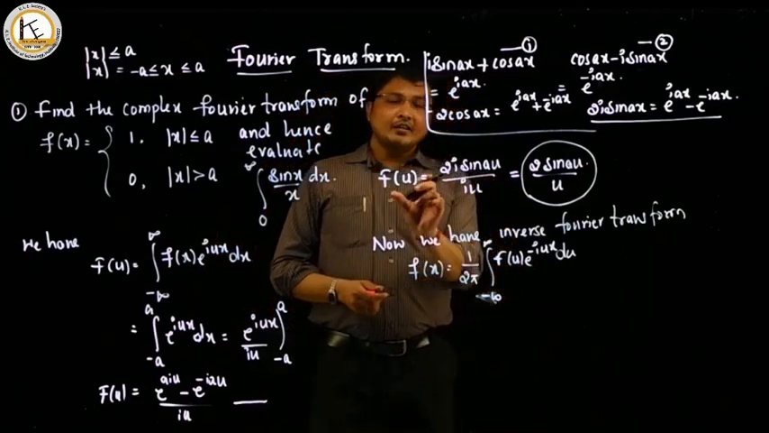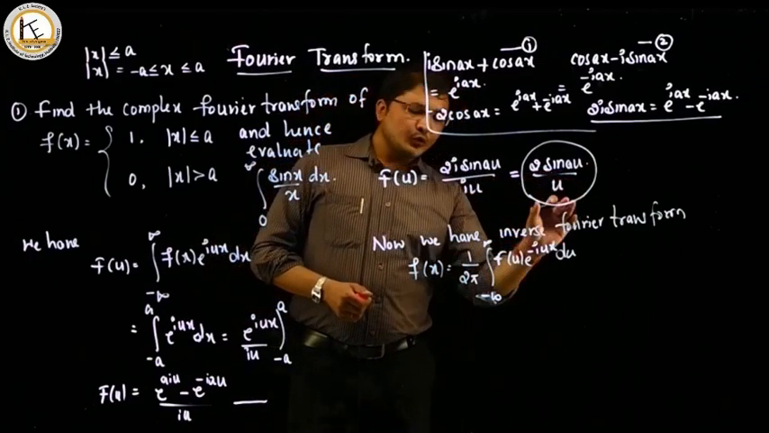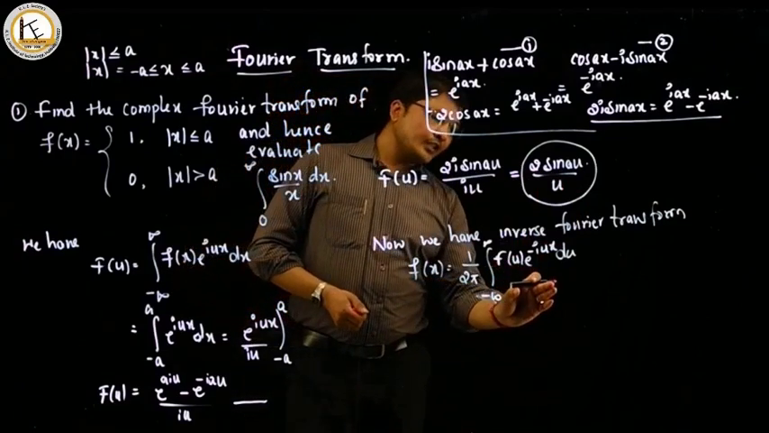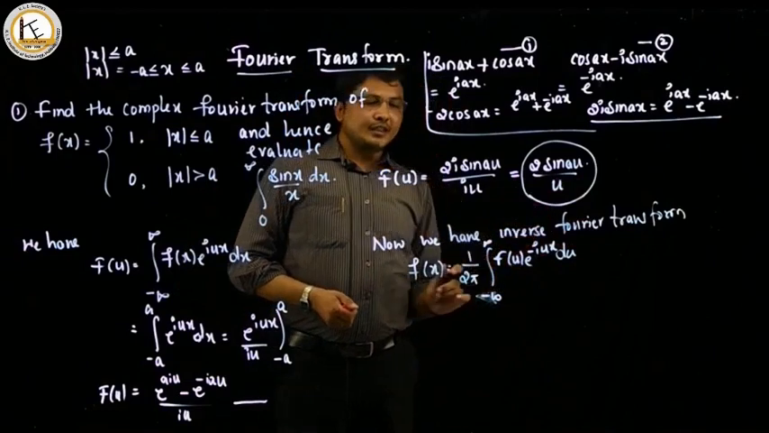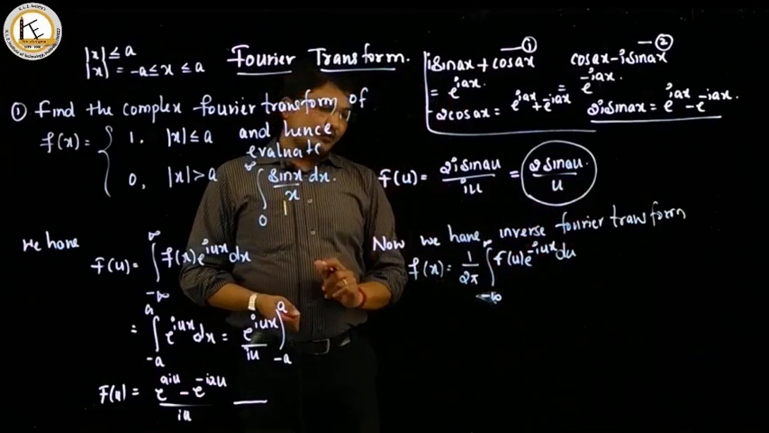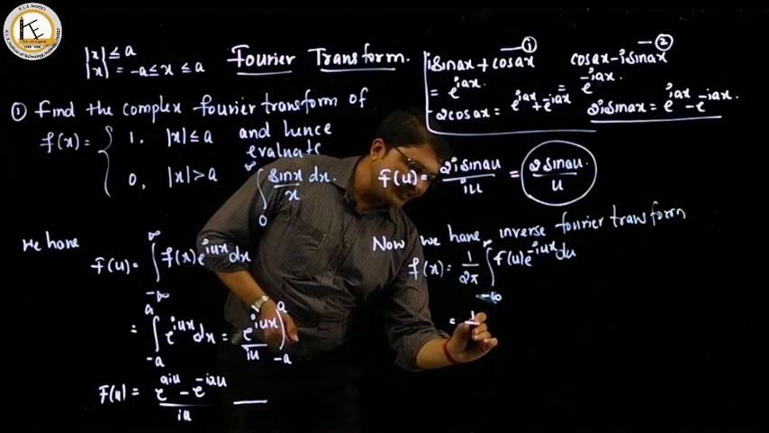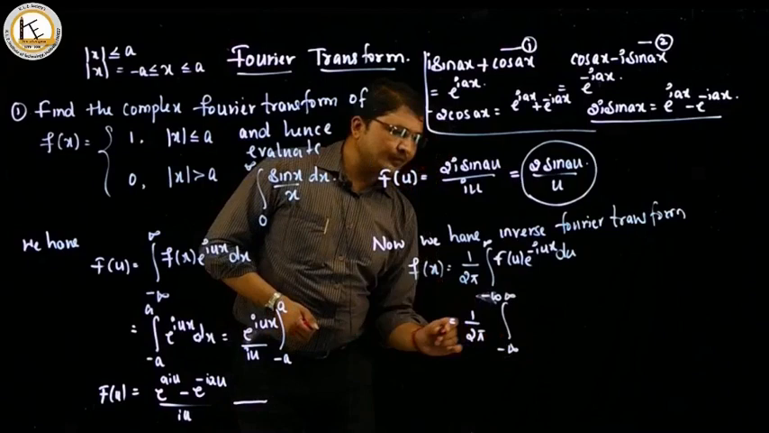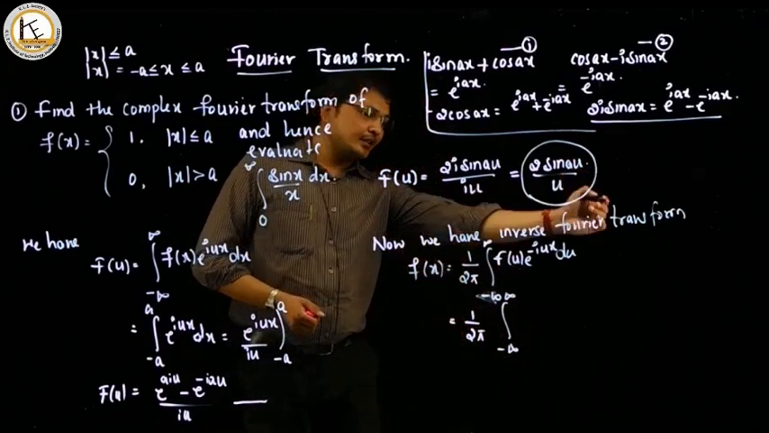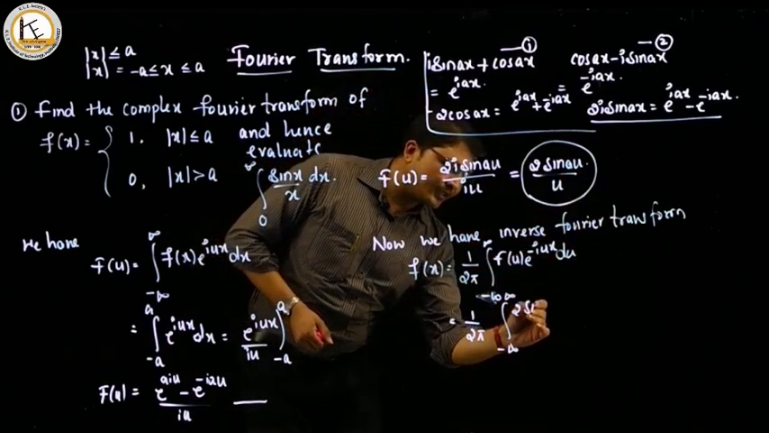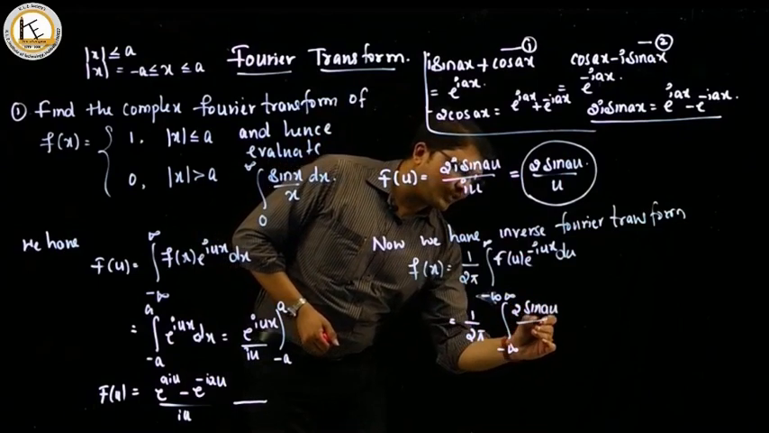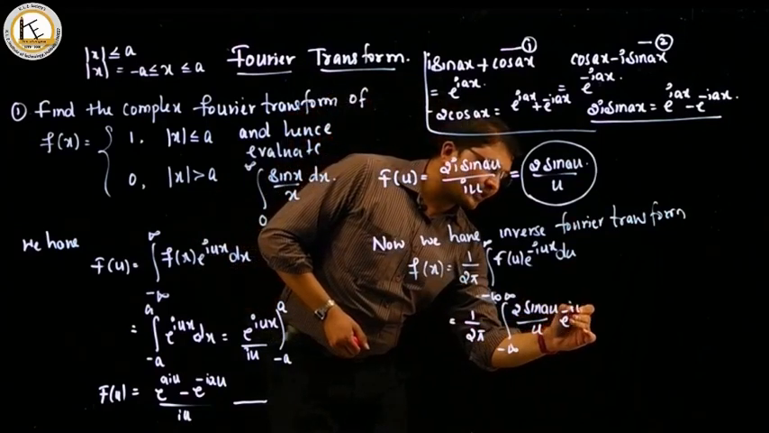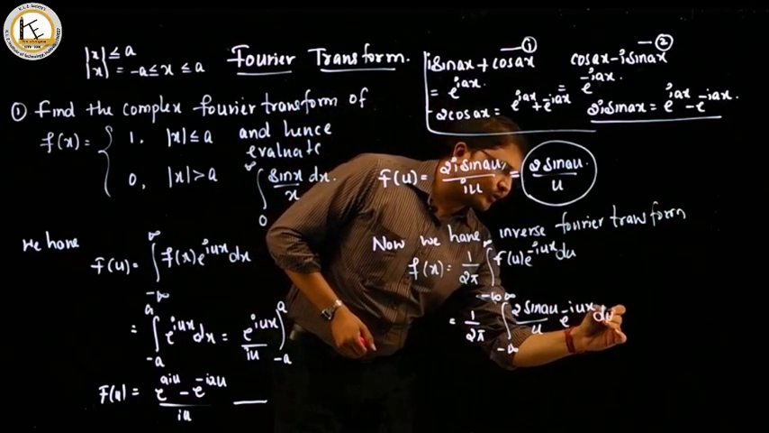So now we have f of u, and by using this f of u we need to evaluate this integral. That's why we use the inverse Fourier transform formula, substitute this f of u, and try to evaluate the integral. So here it is 1 upon 2 pi, integral from minus infinity to plus infinity, f of u, which is 2 times sine au divided by u, into e raised to minus iux with respect to u.